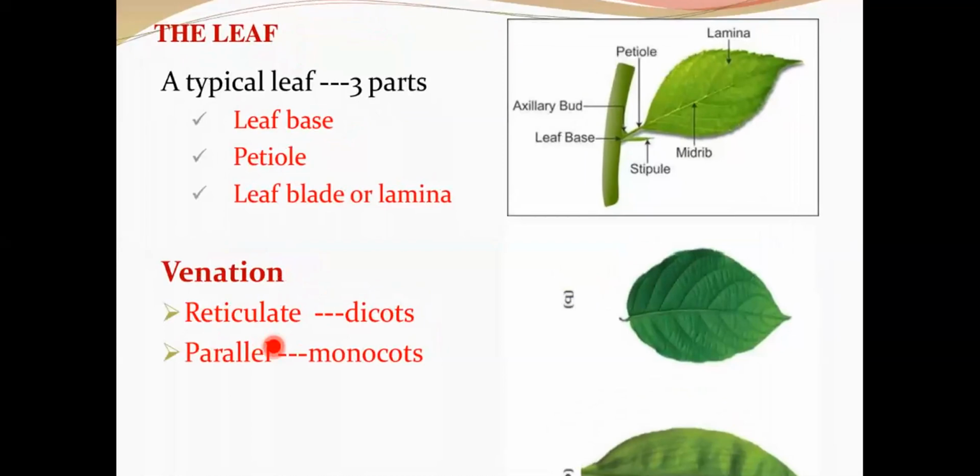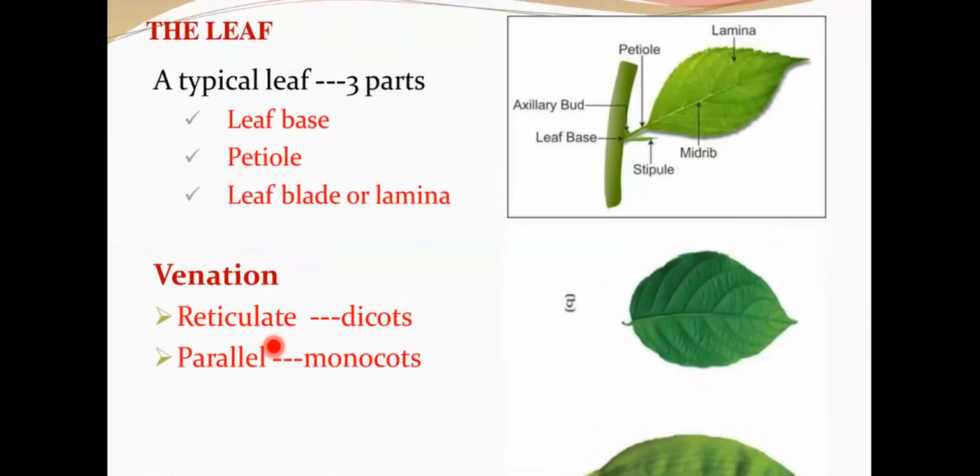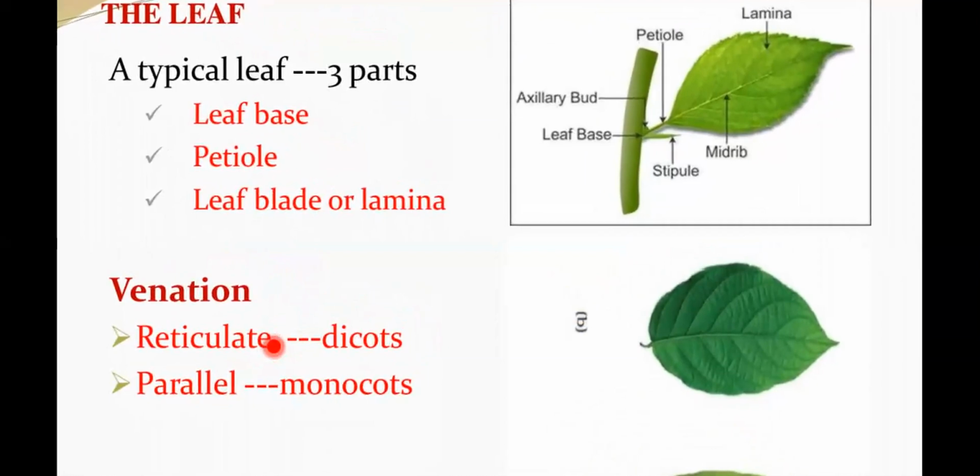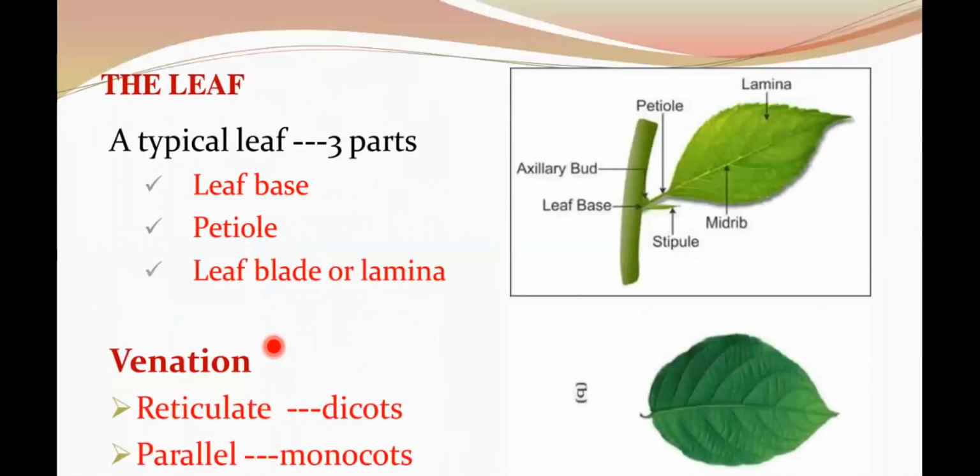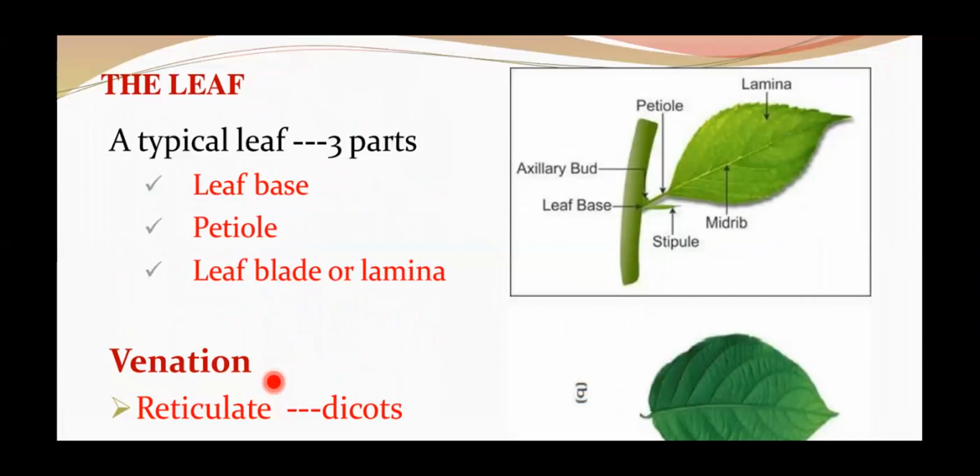A typical leaf generally has three parts, what you can see on the screen here. What are the three parts? Leaf base, petiole, and leaf blade or lamina. You can see the picture also here very clearly. This part is called the leaf base. The petiole is the stalk-like structure which is holding the leaf blade or the lamina. The leaf base, I'm sorry, is nothing but the basic part. Leaf is attached to the stem by means of the leaf base.